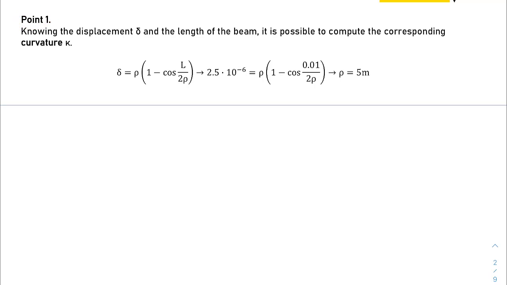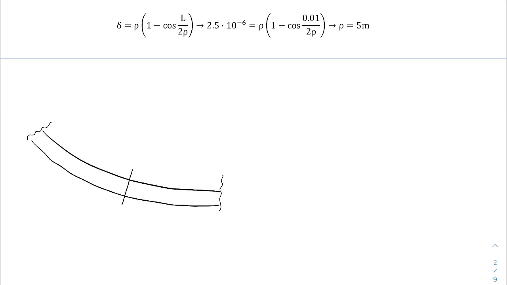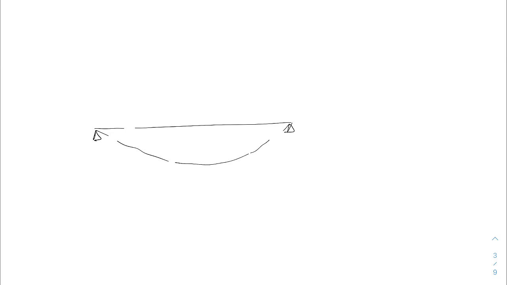Point number 1. Since we know the displacement delta and also the length of the beam, we can compute the corresponding curvature kappa. If you choose a section on a generic beam, you should know that the radius of curvature is defined as the radius of the imaginary circle that is tangent to the beam in that point. Consider now a simply supported beam and its deformed configuration. We can call the midpoint P.